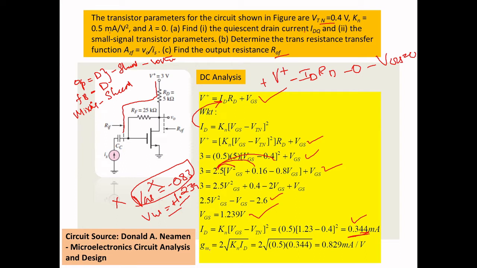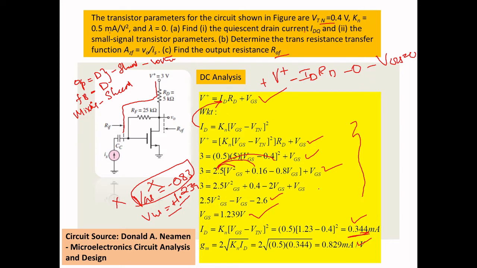When you look at gm, the gm formula is 2 square root of Kn ID. How you obtain this formula, I explained in the last lecture, right? The same procedure you have to use here. So 2 square root of 0.5 into 0.344, we will be getting 0.829. That is your transconductance. This is important to proceed with the problem further.